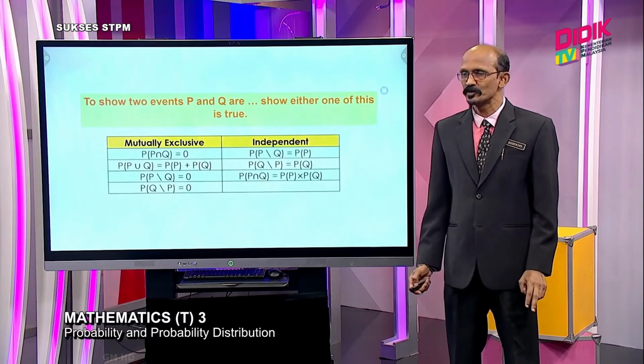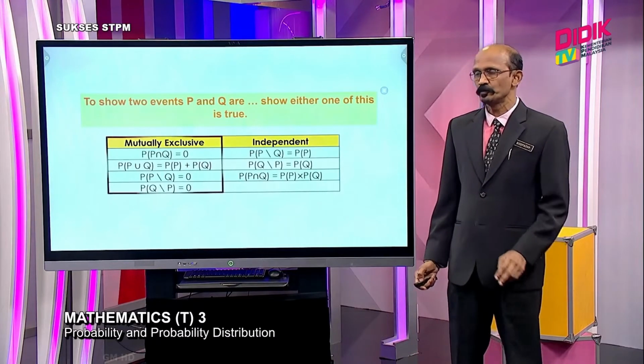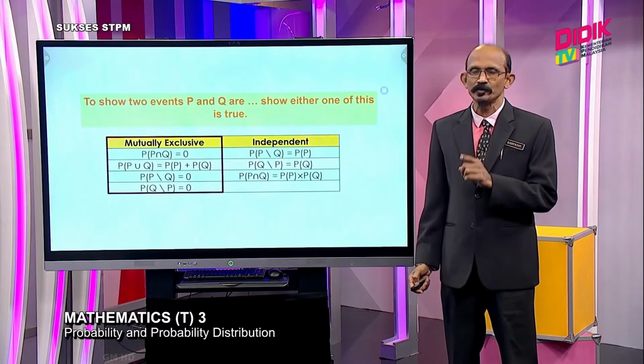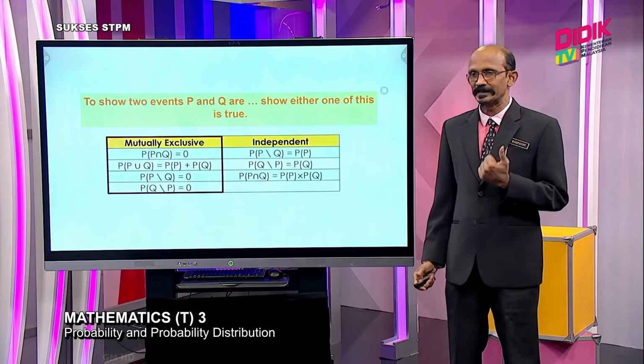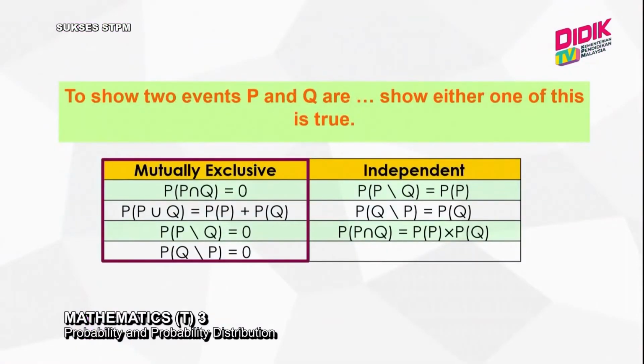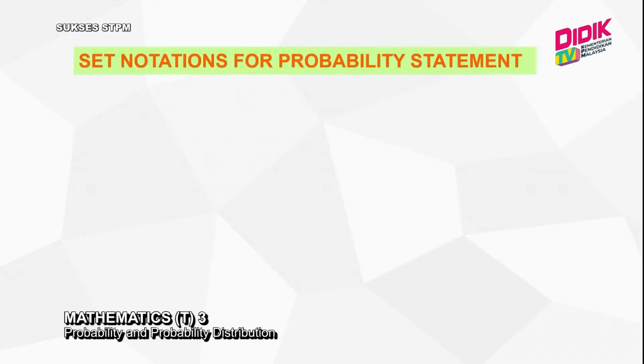First one is mutually exclusive. To prove 2 events are mutually exclusive, you can use either one of the 4 ways. Students can see clearly on the board one of the 4 ways. Or if you want to prove independent events, you can use either one of the 3 formulas. Either one is enough already to prove. But once we come to the next part, set notation for probability statements, of course students show great weakness.